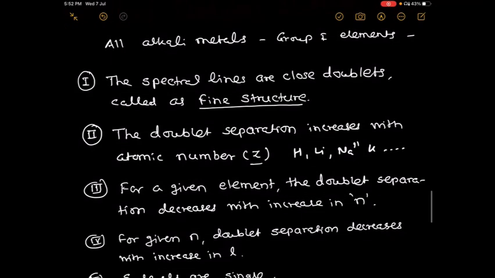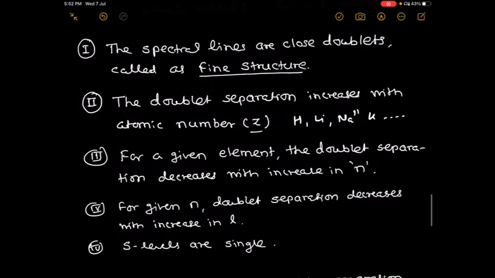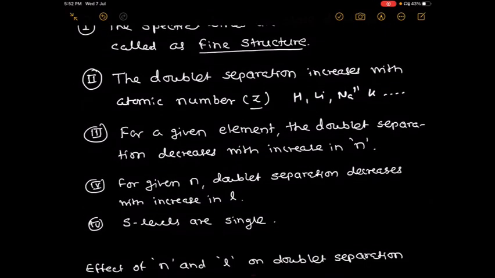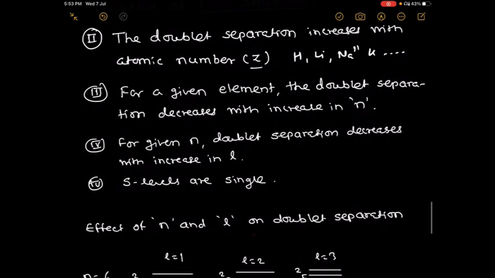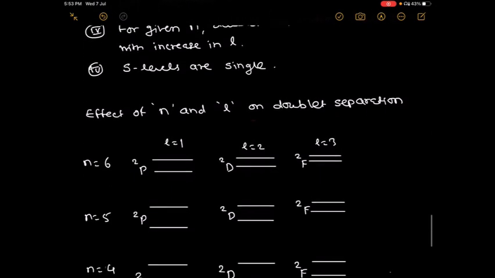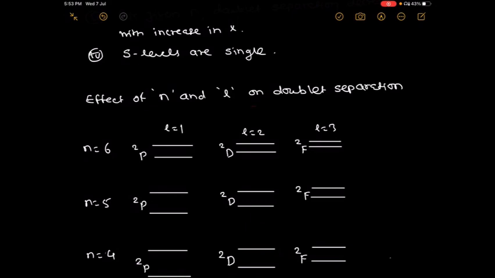Now, how the doublet separation increases or decreases due to the effect of N and L, that we show here. And you know all our S states are single. Its explanation we explain in detail in the next article, spin orbit interaction. Then effect of N and L on the doublet separation. For that we have to consider the various P states, L equal to 1, L equal to 2, L equal to 3. That means doublet P, doublet D, doublet F states for different values of N.